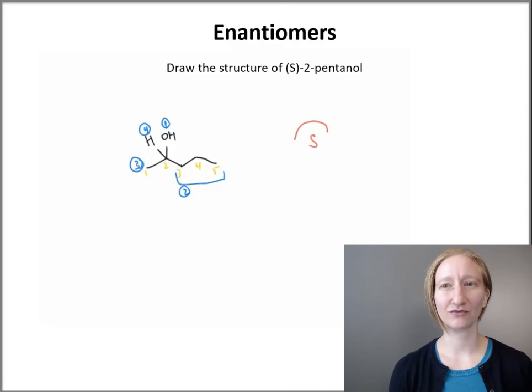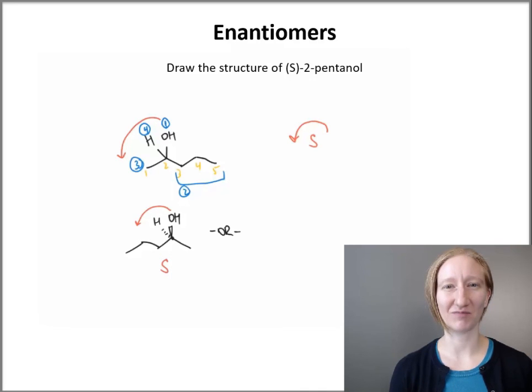So instead I can redraw it, starting with the chiral carbon, placing the lowest priority group back, and the highest priority group forward. Then I can take the second and third priority groups and place them so that the second priority is to the left and the third priority is to the right. This will give me the S configuration.